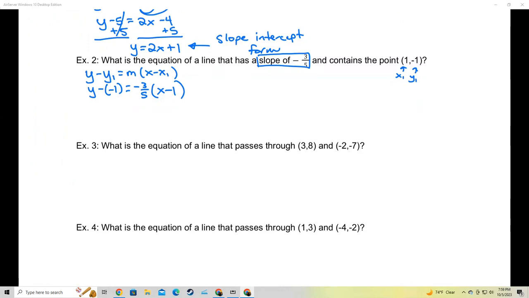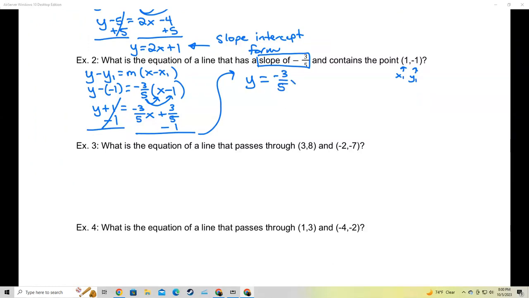I see a minus a negative, so I'm going to change that to y plus 1 is equal to, and here I'm going to distribute negative 3/5 times x, which is negative 3/5 x. And then negative 3/5 times negative 1, that's going to give me a positive 3/5. So far, nothing tricky. Here's where it gets tricky. I want to get y completely by itself, so I'm going to subtract 1 on both sides. I'm going to subtract 1 here, and I'm going to subtract 1 here because those are both like terms. I get y equals negative 3/5 x, and I need to take 3/5 and I need to subtract 1.